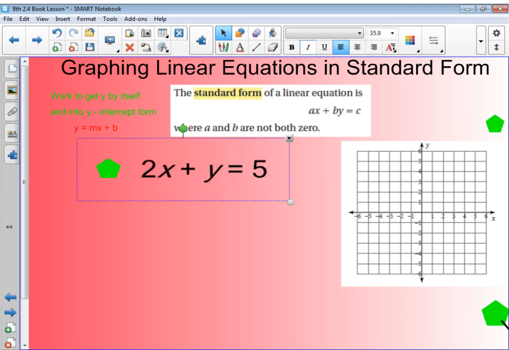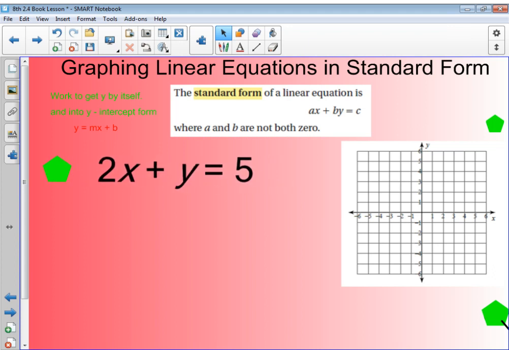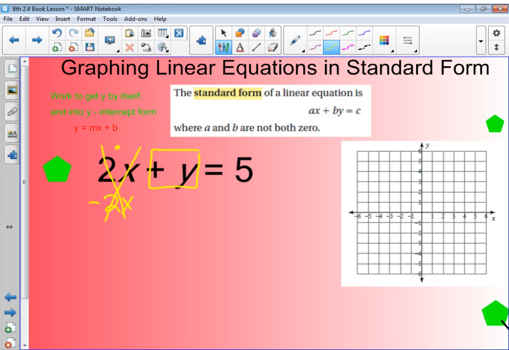Let's try this one. We've got 2x plus y equals 5. So we want to get it to say y equals. First step, get rid of anything that's not directly attached to the y. So that has to stay, so we're going to get rid of this 2x. Right now it's a positive 2x, minus 2x. So now we have y equals 5 minus 2x.